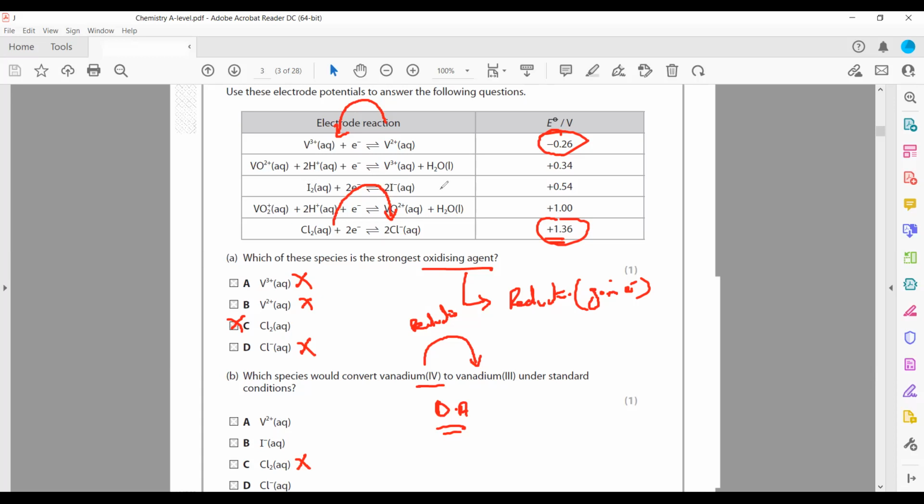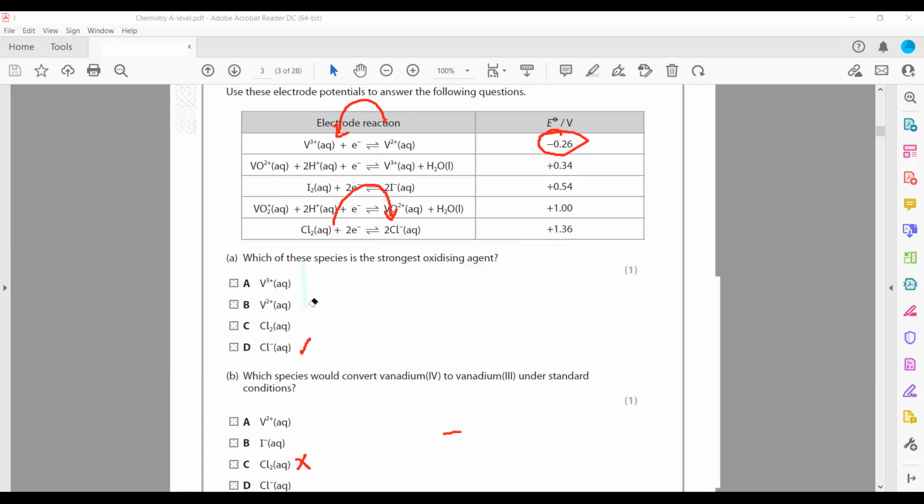First we have to check in which equation vanadium 4 is converting into vanadium 3, so that we can compare the equations. Here each oxygen is -2, so vanadium should be +4. So vanadium +4 is converting into vanadium +3.